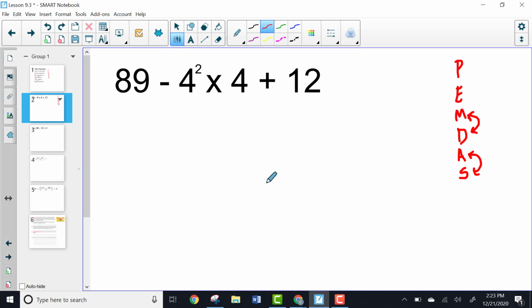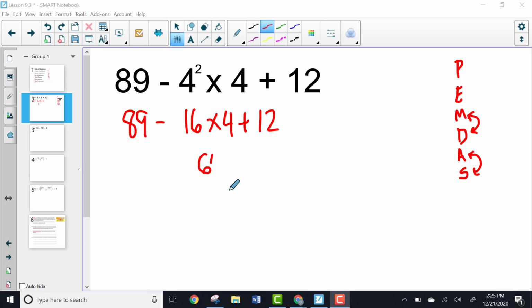So the key part of this as well is writing every step down. Okay, so what I have here is I don't have any numbers in parentheses, so now you go to exponents. 4 to the power of 2 is 16. Okay, so after I do that, I'm going to write 89 minus 16 times 4 plus 12. Next step, multiplication. Okay, so we have 16 times 4, which is 64. So we'll write that underneath that. And then we're going to rewrite everything else to keep everything nice and organized.